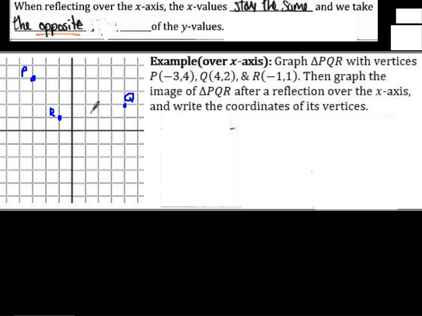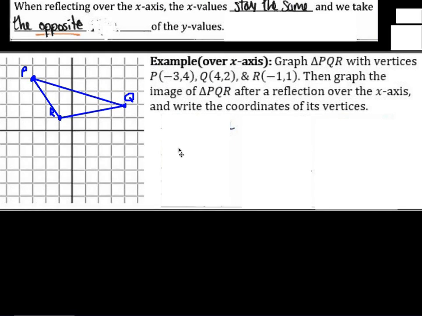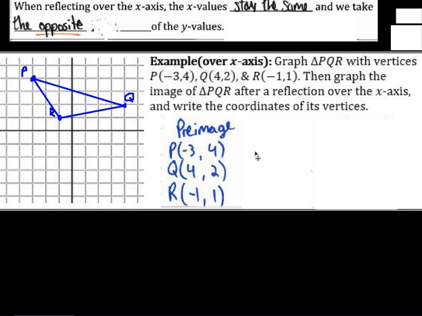So again, when you plot those points, you make sure to label them. Again, we can connect them to draw this triangle. Use a ruler for this if you want to be sure to connect them correctly. And so now we have this. So this is our pre-image. And so we have that we're reflecting over the x.